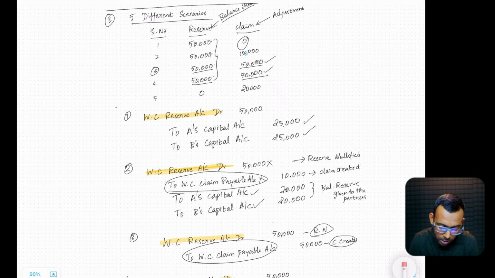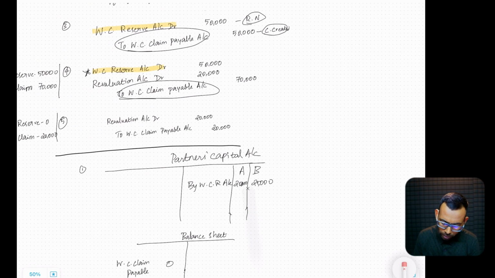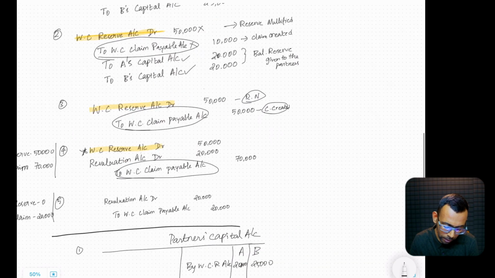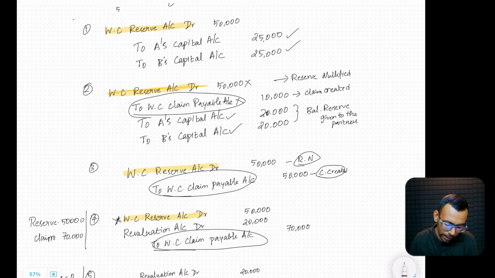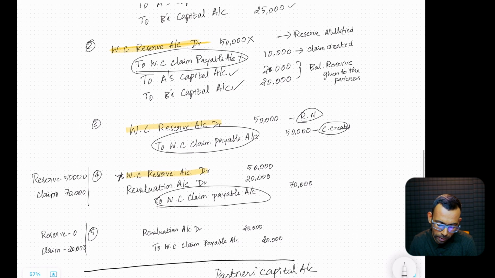And what do we do for the ledger posting of the other scenarios? In the first situation, we saw here partners' capital 25,000, 25,000. This is the first situation. Similarly, for the subsequent situations, let us see how it is to be written. Only in the first and second scenario has money gone to the partners' capital account. So in the second scenario, like how we wrote 25,000, we will write by workman compensation reserve account just 20,000. Whatever you have written in the journal, that only will come here in the ledger, 20,000, 20,000.